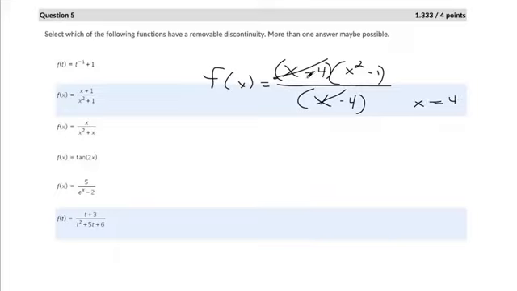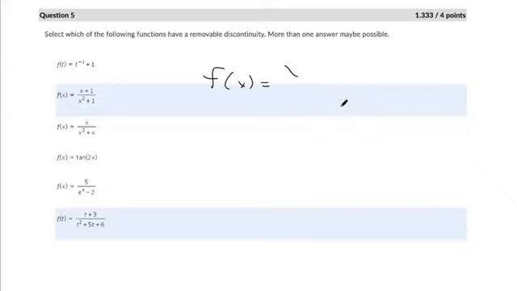Because even though we've canceled out the x minus 4 up top and x minus 4 down bottom, the original function definition was such that 4 would cause a hole. You can't plug in 4, or else you would have had a divide by 0 error in the original function. Okay, so let's look for ones where we could have a removable discontinuity.